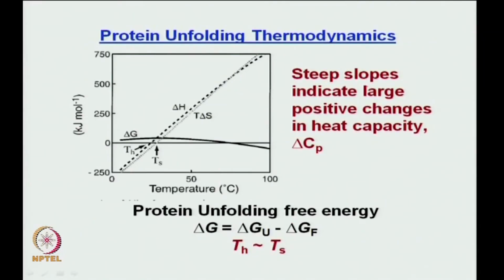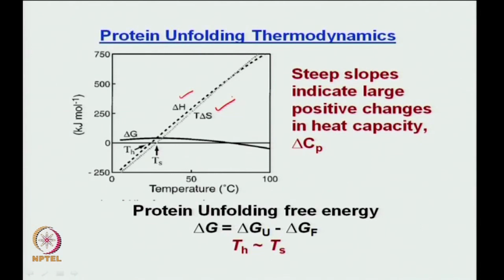So, now this protein unfolding thermodynamics we will not go into much, but I will just tell you what the major difference is. Two things in the protein unfolding thermodynamics, look at this delta H and T delta S change, they are still very steep, possibly more steep than what you had seen for neopentane in water, which means that obviously because they are steep, there is a large change in heat capacity, right. That is what we just discussed. So, as I said, steep slopes indicate large positive change in heat capacity.